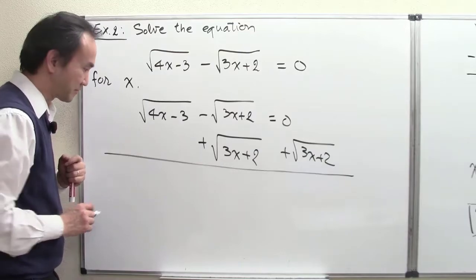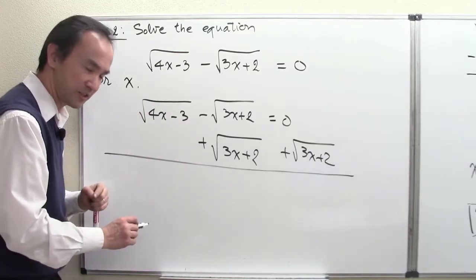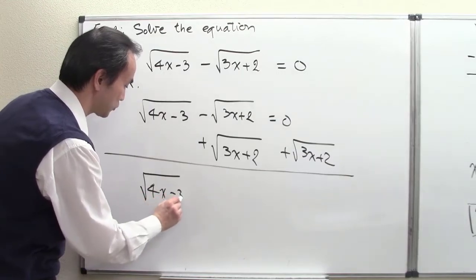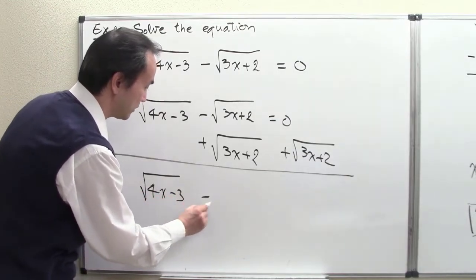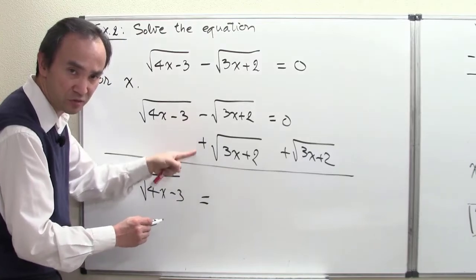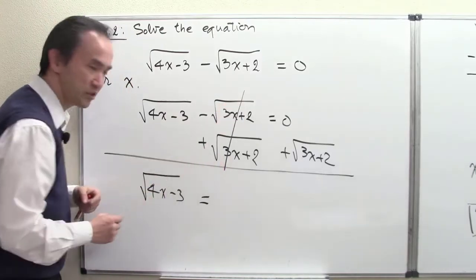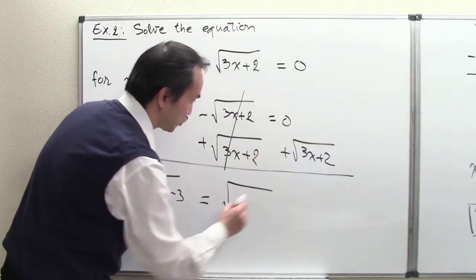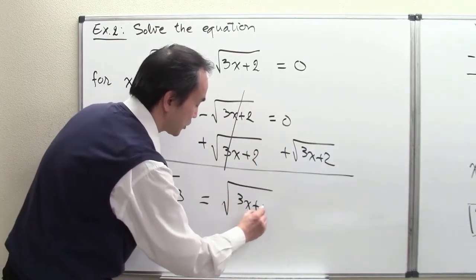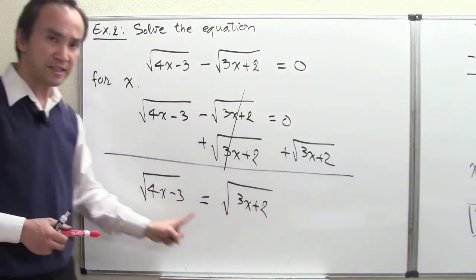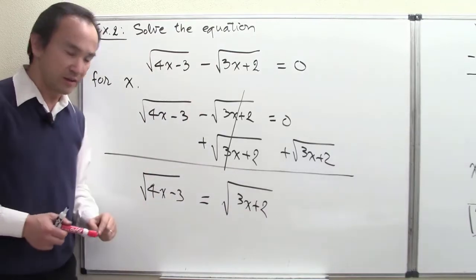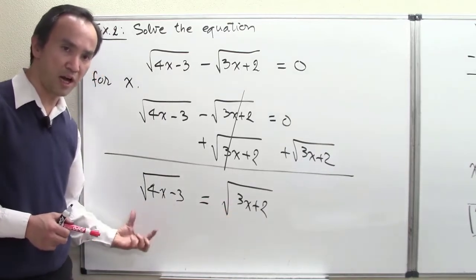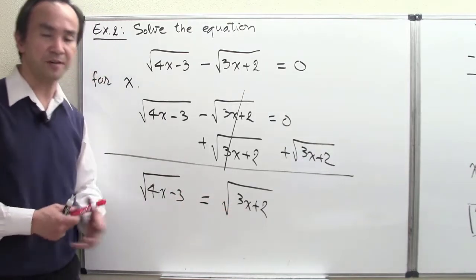And so the resulting equation comes out as follows. Square root of 4x minus 3 is equal to... Now the square root terms on the left hand side are opposite terms, so they cancel, and that leaves the square root of 3x plus 2 on the right hand side. That's exactly what the instruction meant by separating out the two square root terms by putting one square root term on each side.